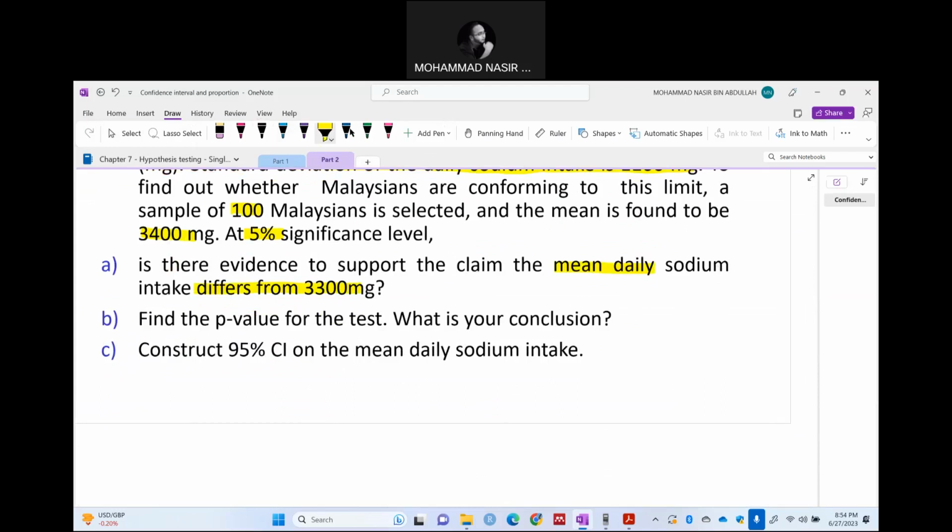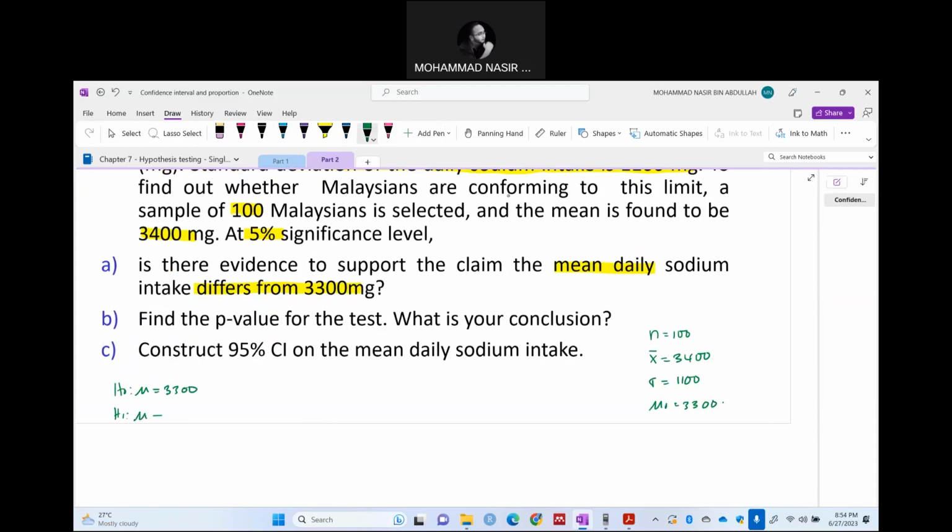Right. So our n here is equal to 100. X bar equal to 3400. Sigma is equal to, what is the value of sigma? 1100. Mu naught equal to 3300. So null hypothesis, mu equal to 3300.